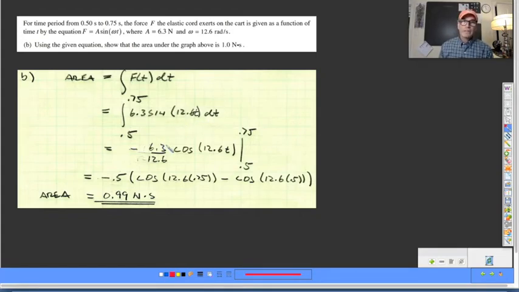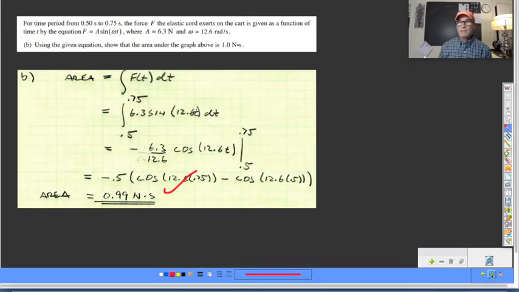The drill part is, it's easy to make that swap, but the drill is evaluating the integral, in this case from 0.5 to 0.75. Okay, and there you see it in all its glory. And the answer is pretty darn close to 1, 0.99 newton-seconds.